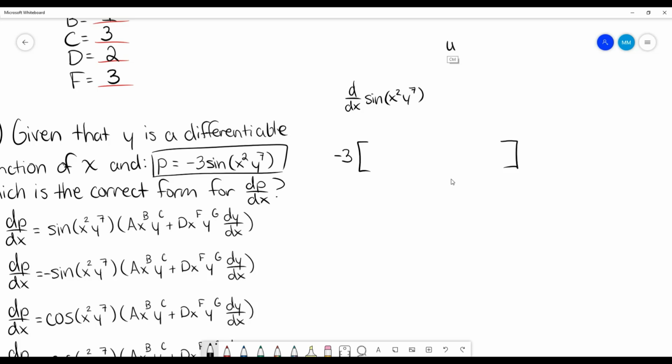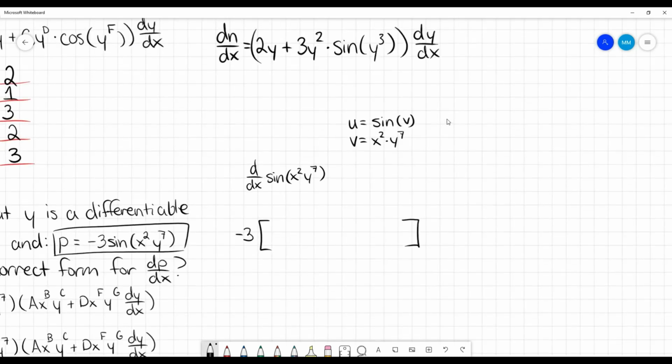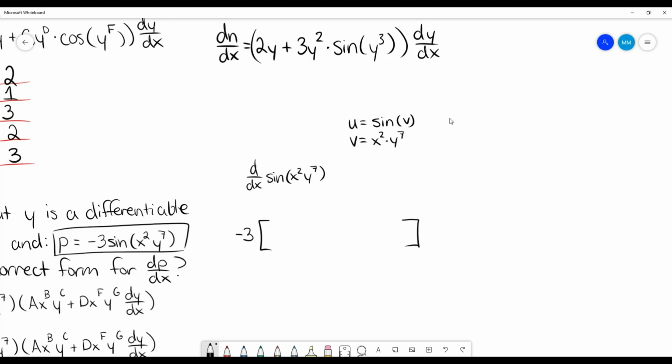In this case, our outside is going to be sine of its inside, and our inside is going to be x squared times y to the 7th. We've got to be really careful here because this requires us to use both chain rule and the product rule, right? So this is a combination of our rules here. I see that since I've got an x squared times a y to the 7th, I've got a product of these two terms. I need to use our product rule, where we know that it's our first term times the derivative of the second term, plus the derivative of the first term times the second term.